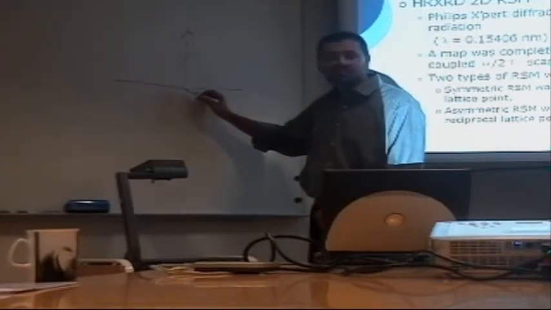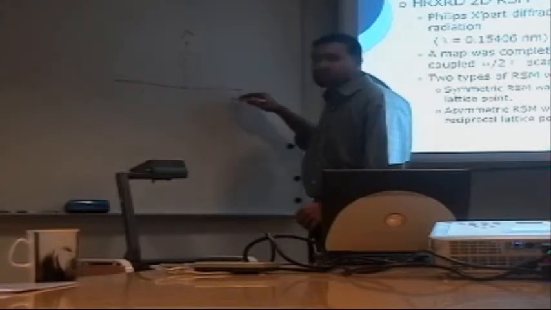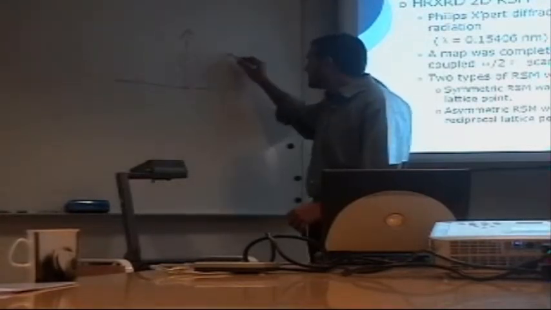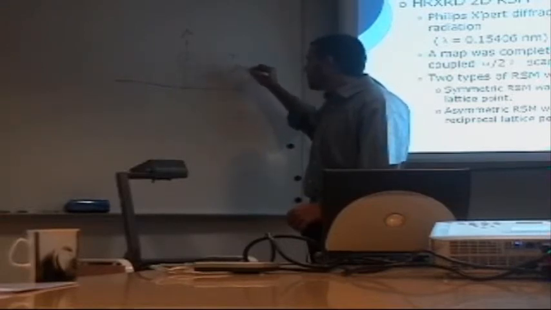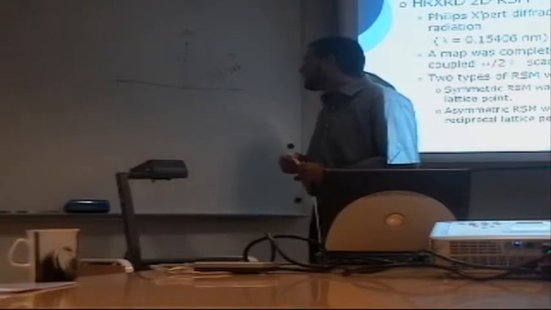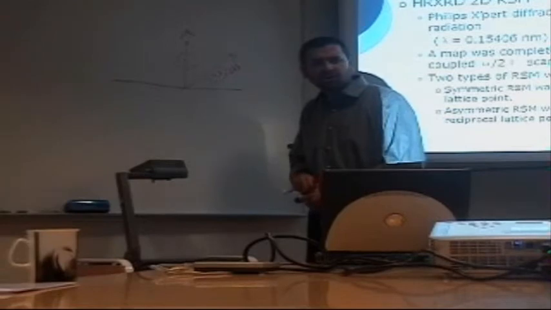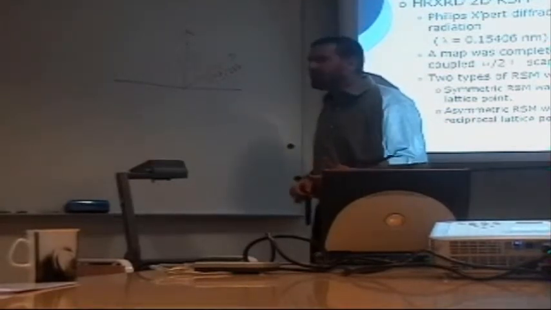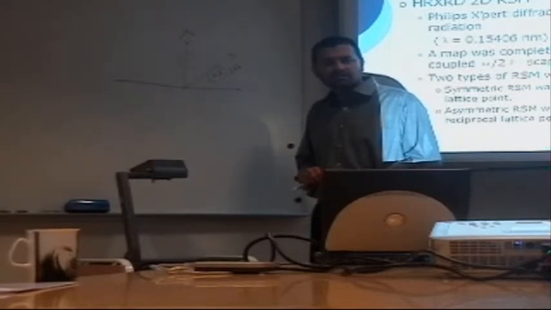The asymmetric reflection should be inclined to the surface, so it would be in this direction. It can be 1, 1, 3 or 2, 2, 4. We have taken 1, 1, 3 in this case because the incident angle is very small, and it made it more surface sensitive. Okay, so you can choose 2, 2, 4 as well, but you chose 1, 1, 3. Yeah, this one. Okay.